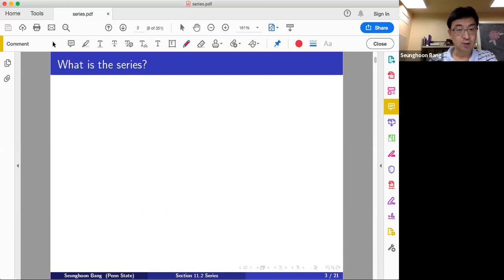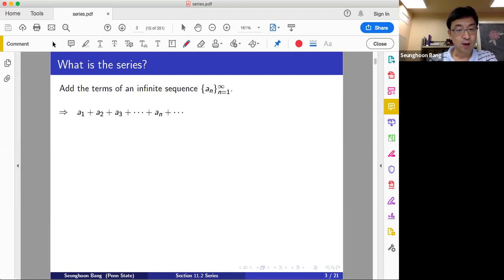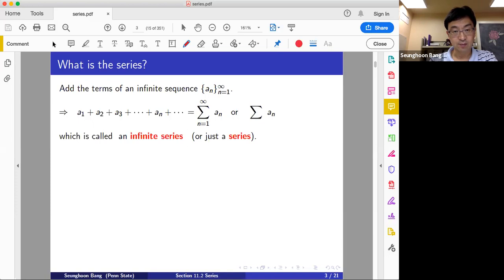So first one, what is a series? Add the terms of an infinite sequence a_n from n equal to 1 to infinity. a1 plus a2 plus a3, you can add all entries in a sequence. So we have to use summation notation, the summation from n equal to 1 to infinity of a_n, or just the summation of a_n, which is called an infinite series or just a series.